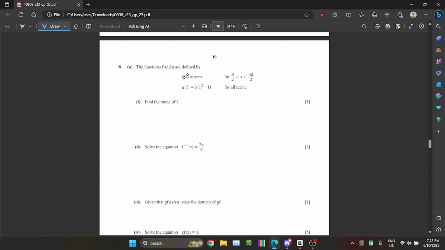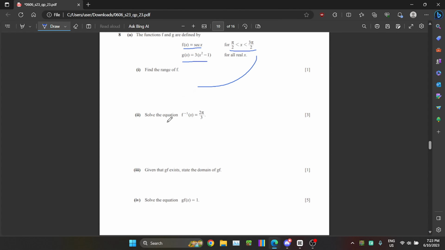The functions f and g are given, so f is this, oh it's a terrible function, and g is this. All x are real. Find the range of f. Oh yeah, that's simple, it's this, okay, moving on, write that there. Solve the equation where the inverse of f is this. The inverse of f means the inverse of sec x. If you remember trigonometry, you remember sin, tan, and cos. Well, welcome to cosecant, cotangent, and sec. This stuff's crazy, man.